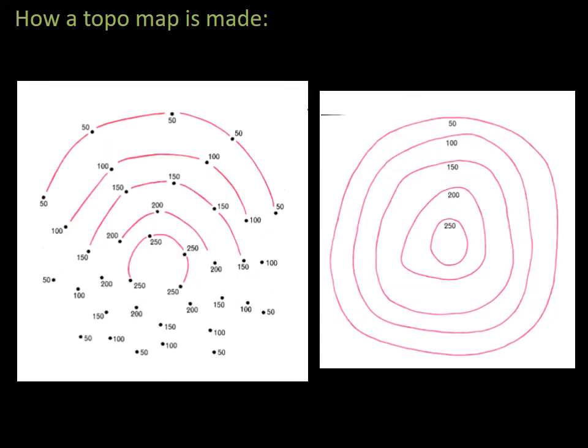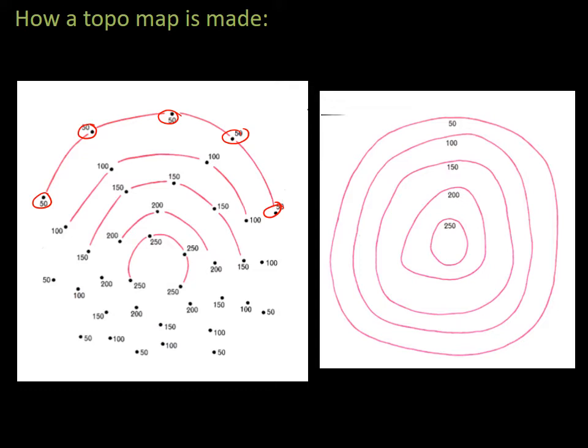So let's start with a simple case. Now here we're in bird's eye view, we're in map view, we're looking down from above on a landscape, and imagine someone has gone out at a number of points and measured the elevation of a bunch of points. So a topographic map is made of a number of lines, topographic lines, that represent a constant elevation.